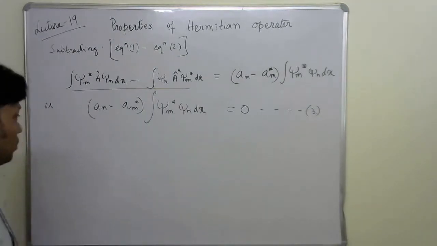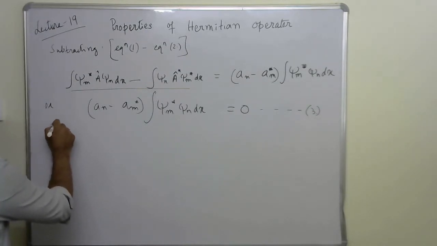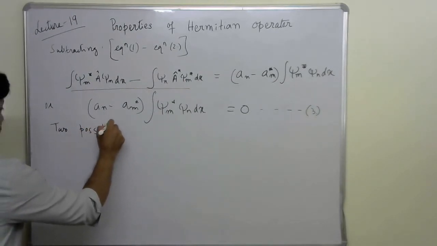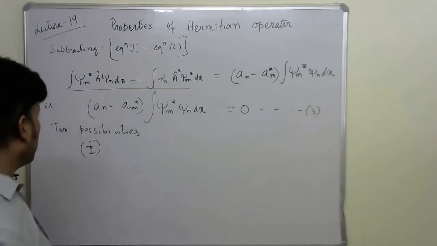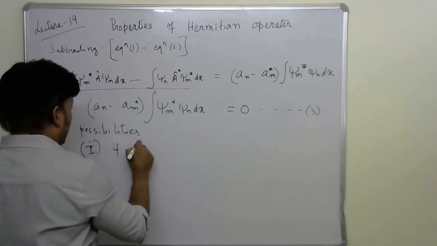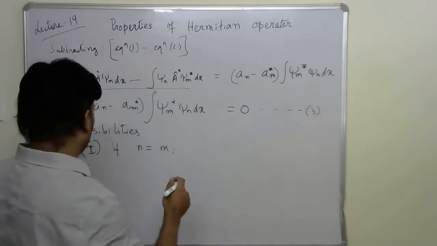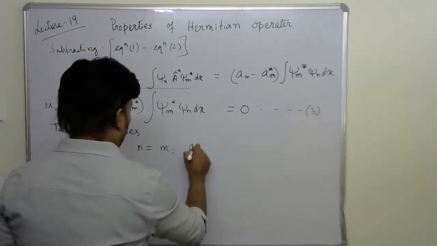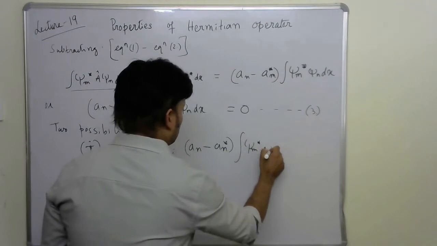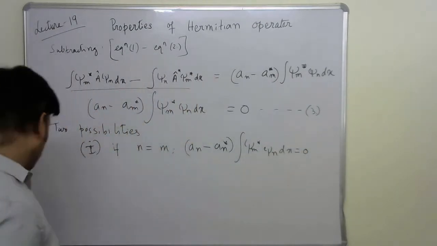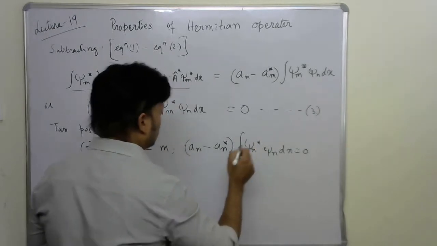Now we can call this our equation number 3. For equation 3 to be 0, there are certain conditions to be fulfilled. There are two possible scenarios, so we can write that there are two possibilities. What are the possibilities? Possibility number 1 says that if n is equal to m, then we can write (an minus an star) times the integral of psi m star psi n dx is equal to 0. Sorry, m is equal to n means we have to replace m with n.